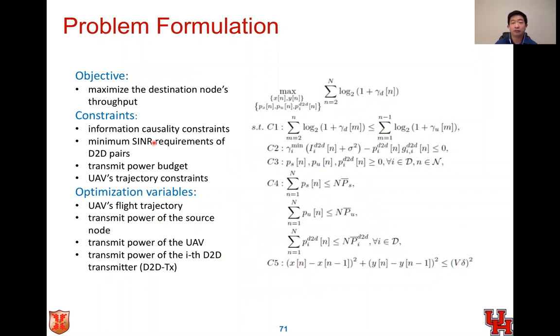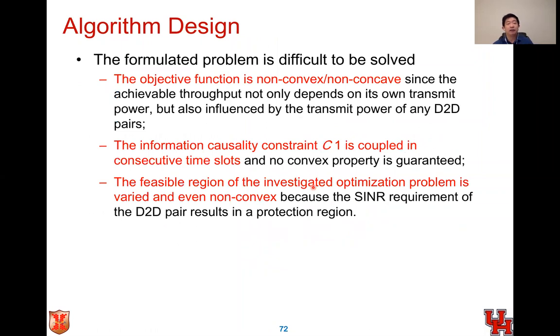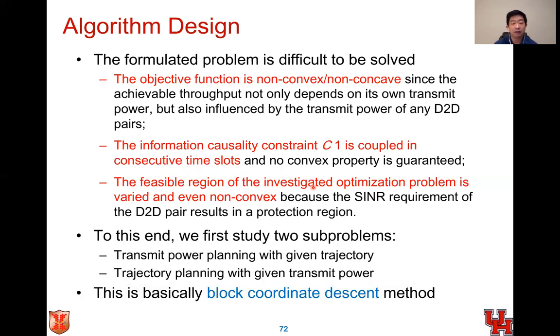Overall, we want to maximize the overall capacity plus many different constraints. You put all this physics there, and then for algorithm design it becomes a non-convex, non-concave problem. Typically we can divide this problem into two sub-problems: one is power planning, and the other is trajectory planning.